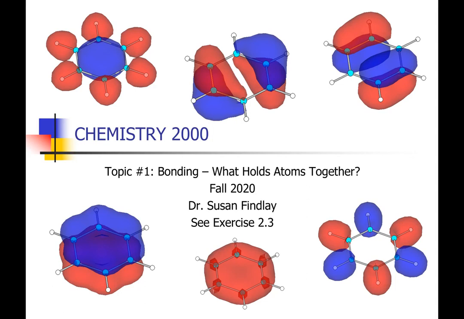So in the last video, we built a molecular orbital energy level diagram for hydrogen, and we used it to demonstrate why the diatomic hydrogen molecule exists, but the diatomic helium molecule doesn't. In this video, we're going to use molecular orbital energy level diagrams to answer a few other interesting questions.